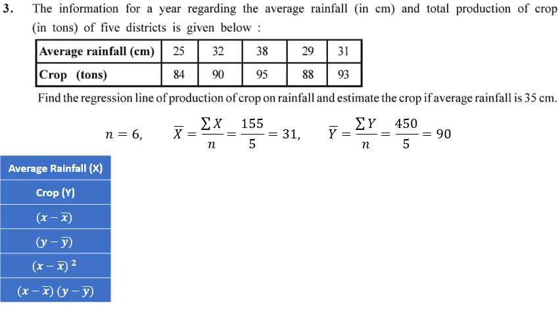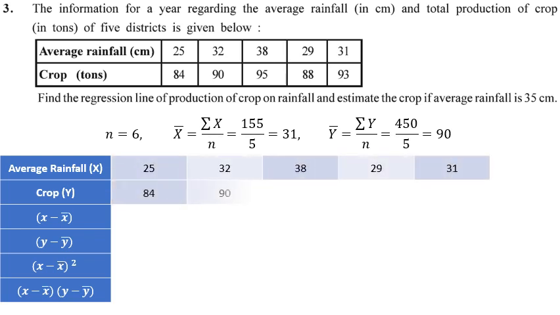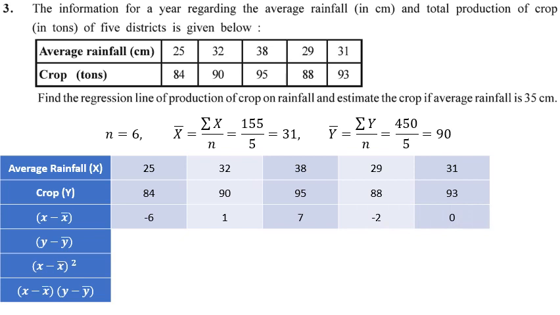So we will be writing the xy column, x minus x bar, y minus y bar columns, x minus x bar square columns, and the x minus x bar into y minus y bar. Start by writing the question properly. Once you are done by writing the question, we have to calculate x minus x bar. Now x bar here is 31. So from all the values of x, we will be deducting 31.